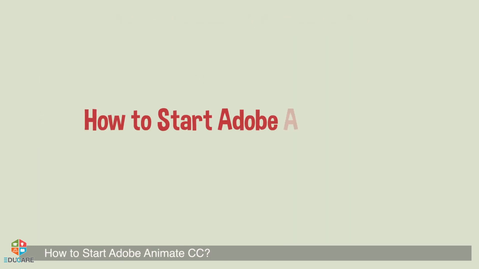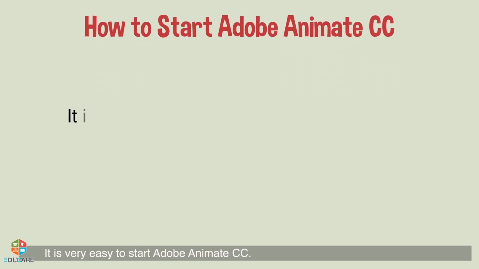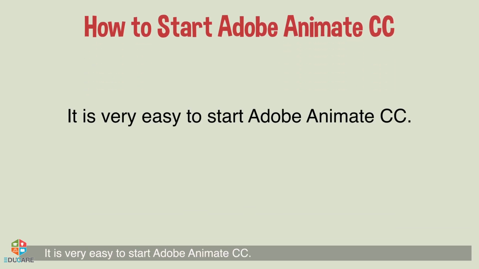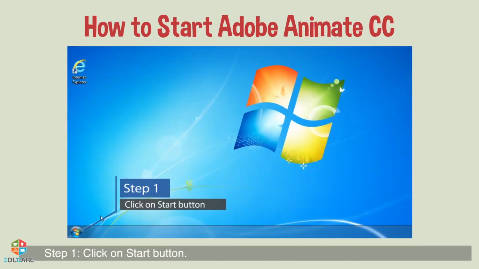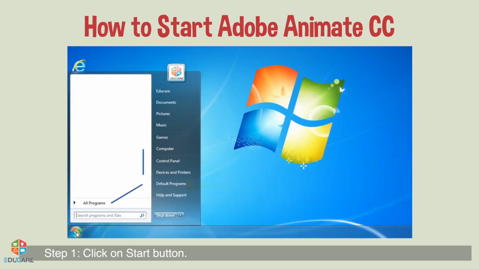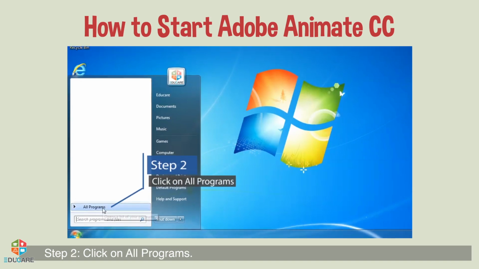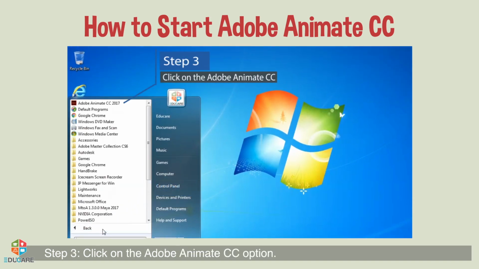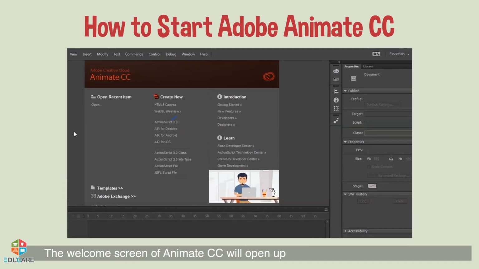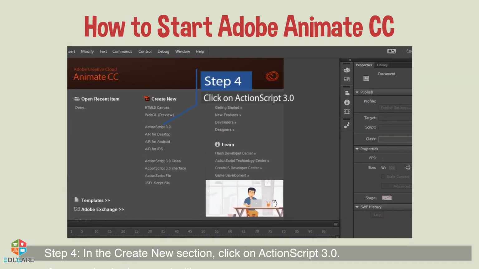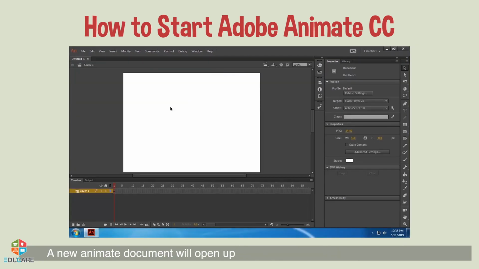How to start Adobe Animate CC? It is very easy to start Adobe Animate CC. Follow the given steps. Step 1. Click on the Start button. Step 2. Click on All Programs. Step 3. Click on the Adobe Animate CC option. The welcome screen of Animate CC will open up. Step 4. In the Create New section, click on Action Script 3.0. A new Animate document will open up.